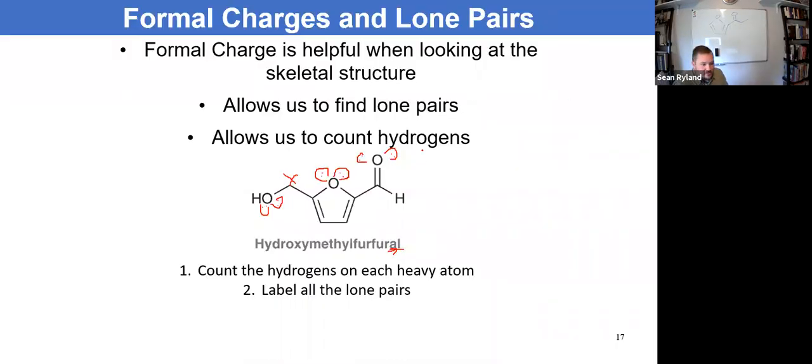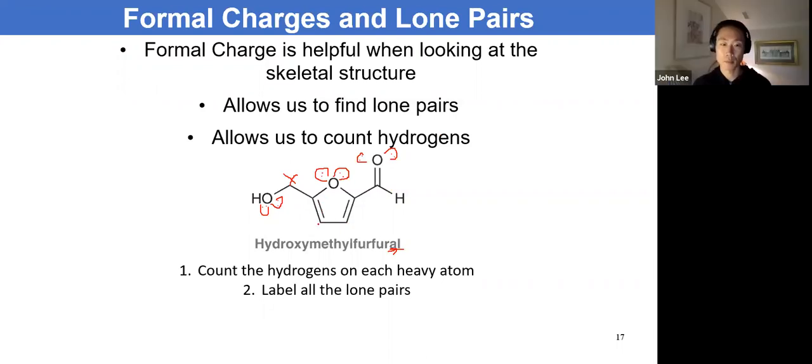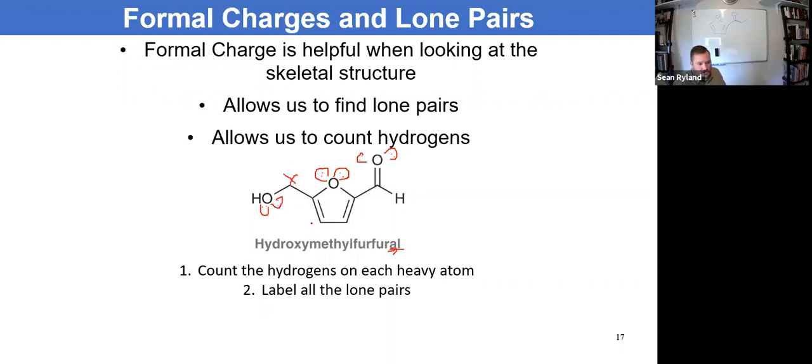Any hydrogens on the carbons at the bottom of this ring here? Just one. How many on each? Just one.